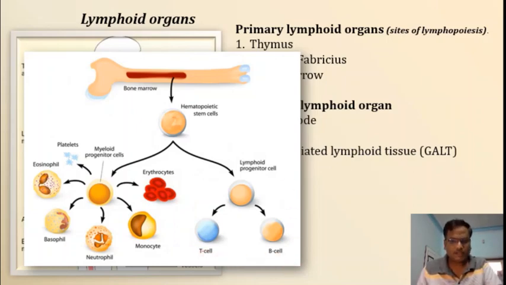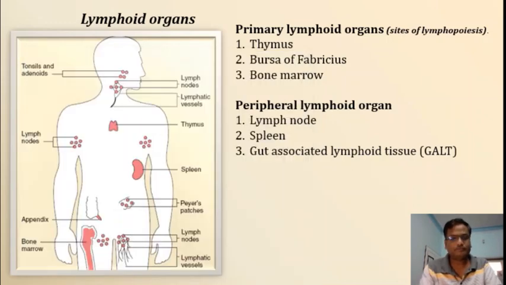And the stem cell or the progenitor is called lymphoid progenitor cell, and it will give rise to two important types of cell. One is T cell and another one is B cell. So these B cells are associated with humoral mediated immunity, whereas T cells are primarily involved with cell mediated immunity. Of course, they interact with each other in both types of immune response.